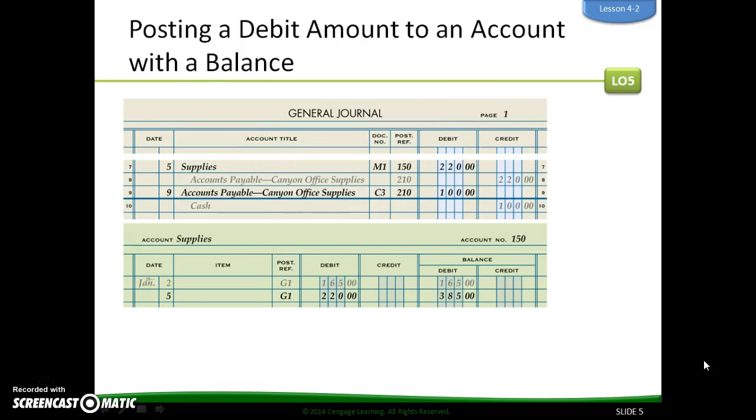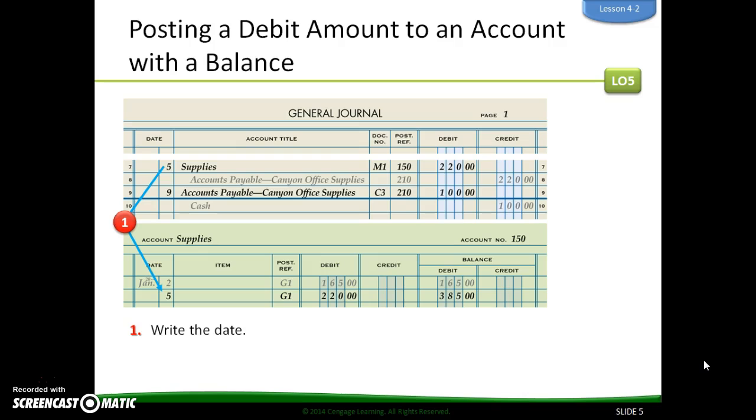Now, the second part of what we have to do is be able to post a debit amount to an account that already has a balance. In our previous transaction, we were posting for an account that had a starting balance of 0. So in this next activity, you can see that we are posting from an account where there is an existing balance. So the first thing you want to notice is that we are posting to the supplies account.